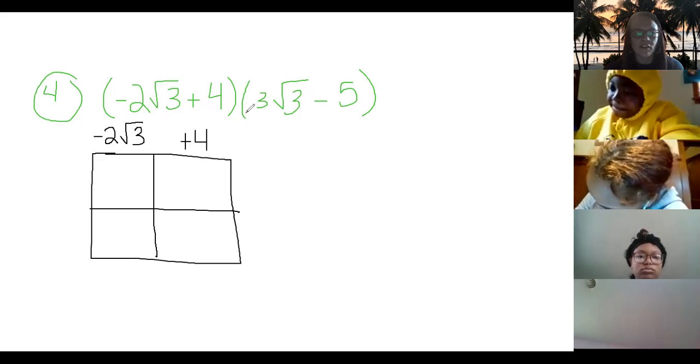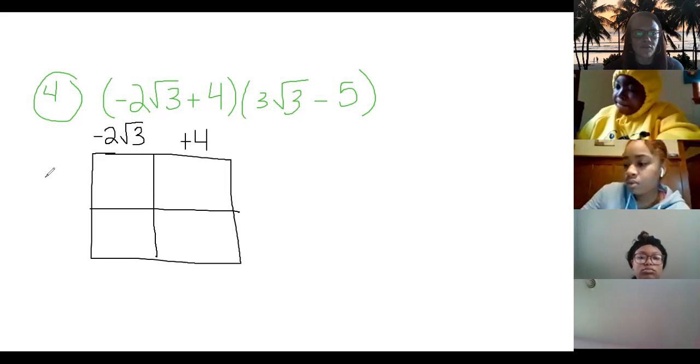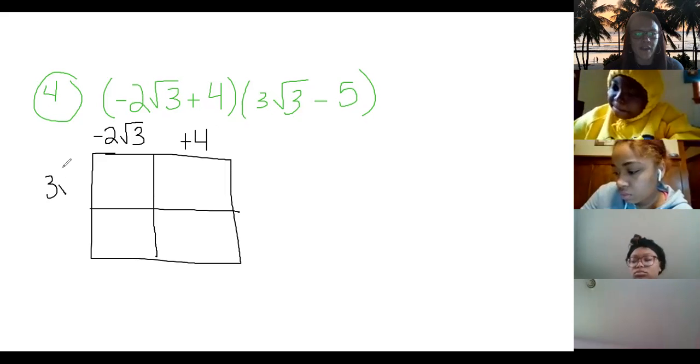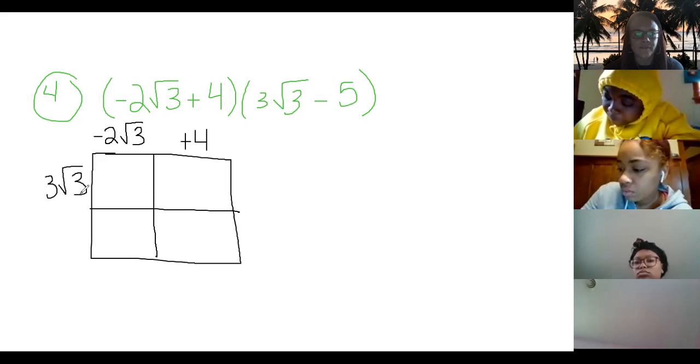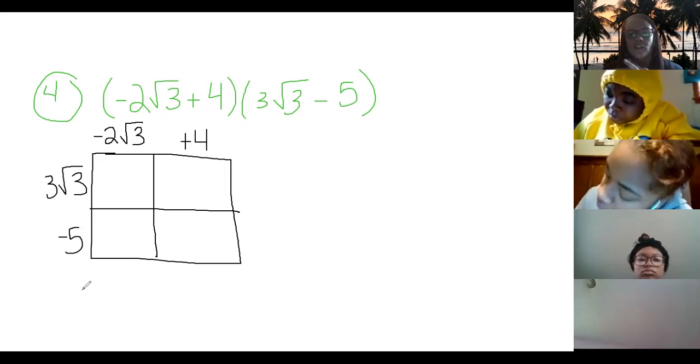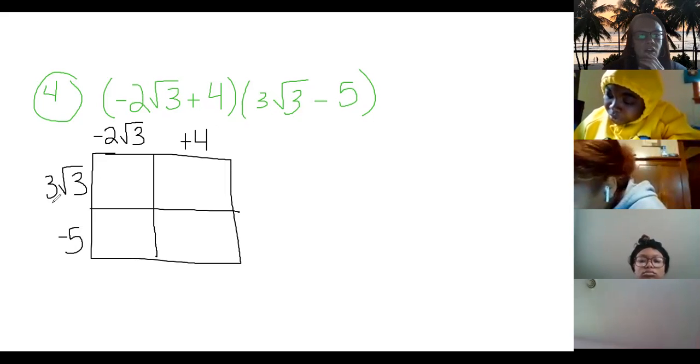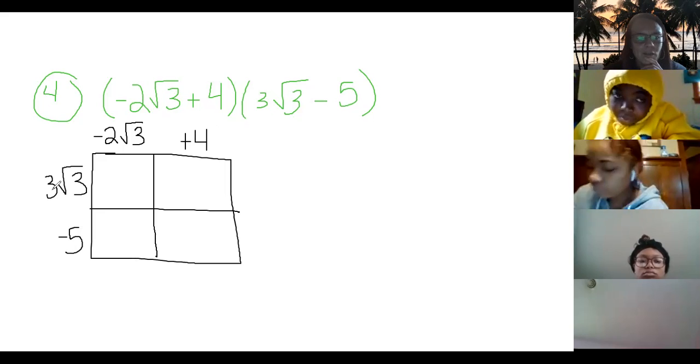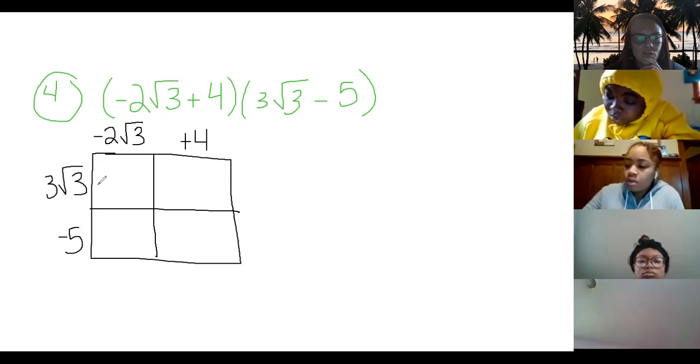And then on the left side over here, I'm going to put 3 square root of 3 because that's my first term in that new second set of parentheses, and then minus 5 as my second term. So now you're just going to do a multiplication table and multiply these together. So my first box, I would do 3 times -2 would give me -6.